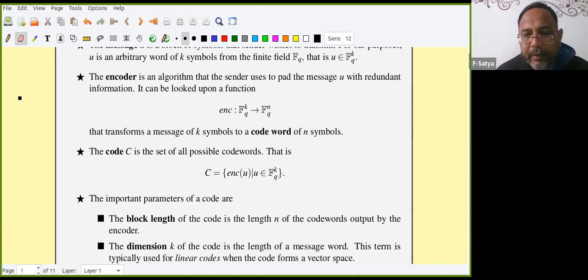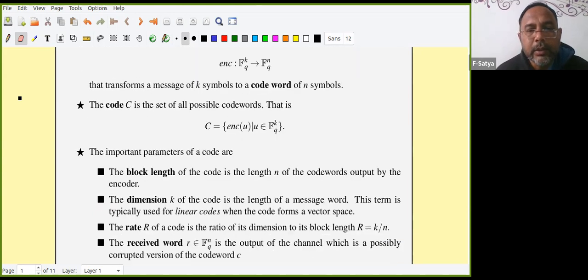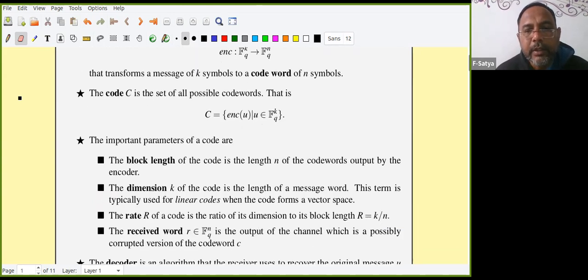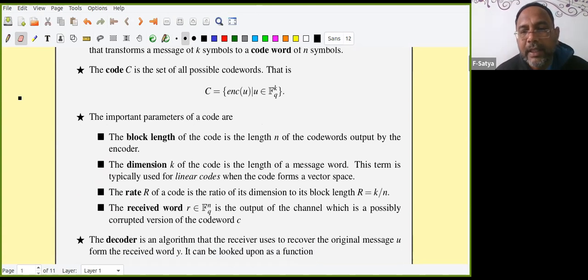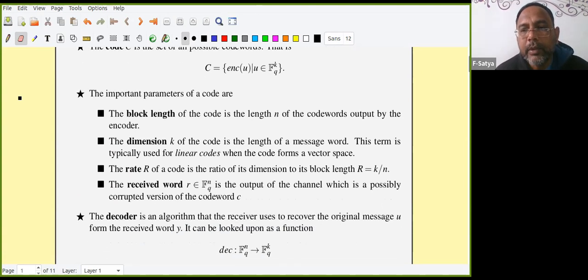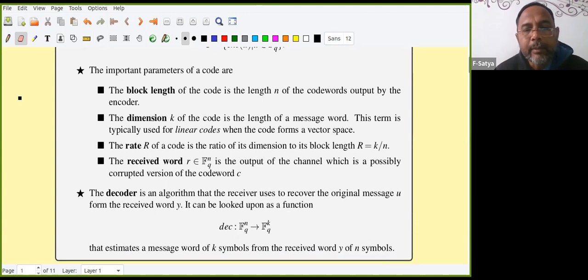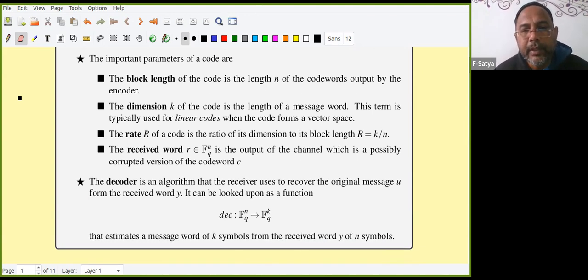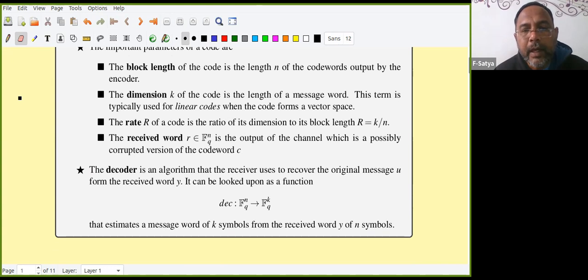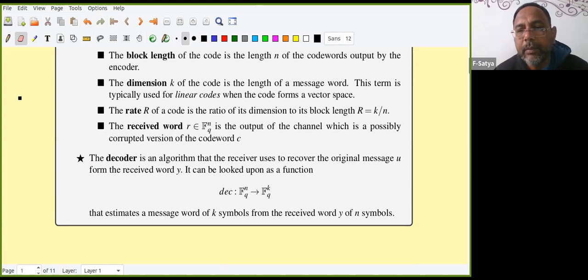The important parameters of a code are block length, that is, the length N of the code words output by the encoder. Dimension K of the code is the length of the message word. This term is typically used for linear codes, when the code forms a vector space. The rate R of the code is the ratio of the dimension to the block length. That is, R is equal to K by N.